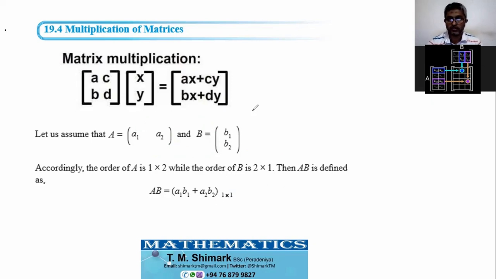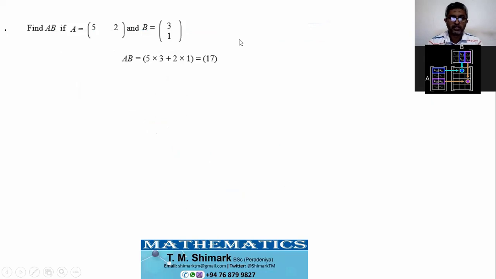Okay, we'll try questions here. This one example, we have a into b, I want to find out. So 5 into 3, 15, and 2 into 1, 2 added, you got 17. This is your answer, nothing else. We'll check a little bigger questions.